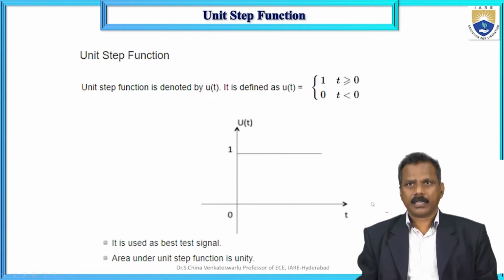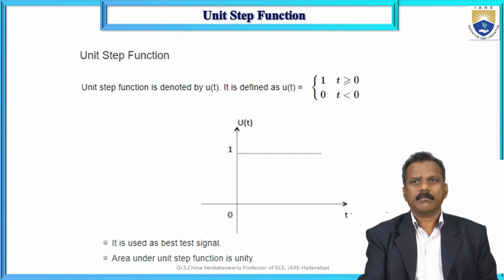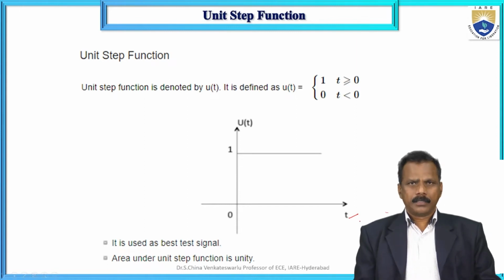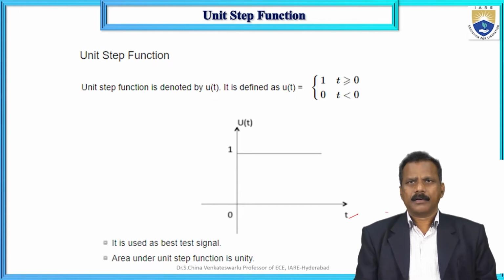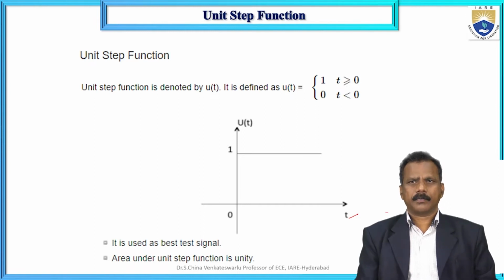The graph is t versus u(t). The unit step function is followed by u(t), where u(t) is equal to 1 if t is greater than or equal to 0, and u(t) is 0 if t is less than 0.